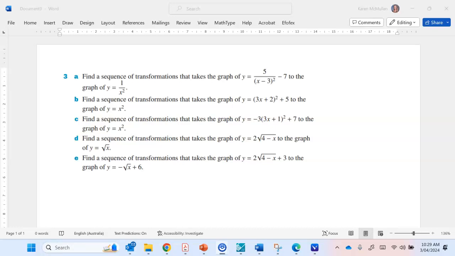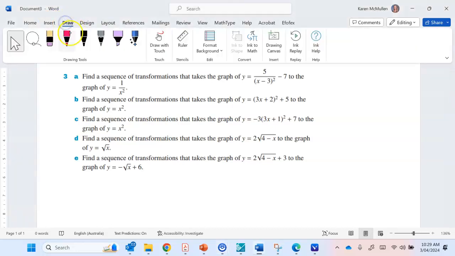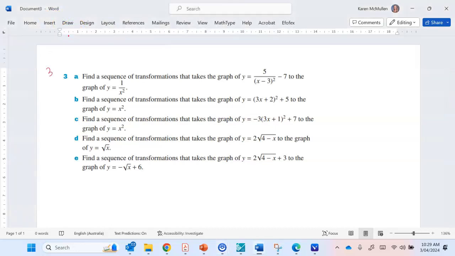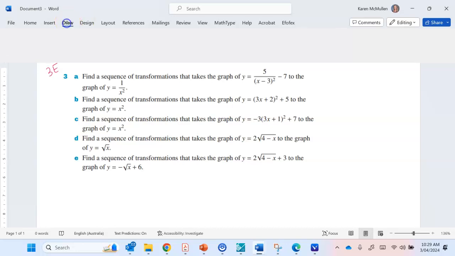Hi everyone, in this video we're going to go through 3E, question 3, so I probably should write that up the top. So these are questions from 3E. In 3E we're determining transformations, and what is kind of different with question 3 is we're going backwards.